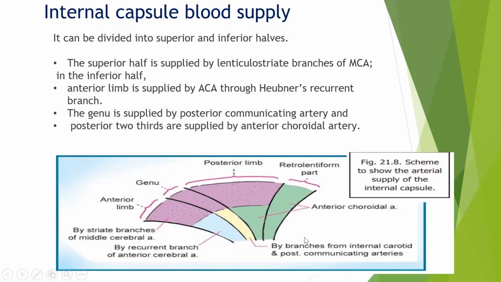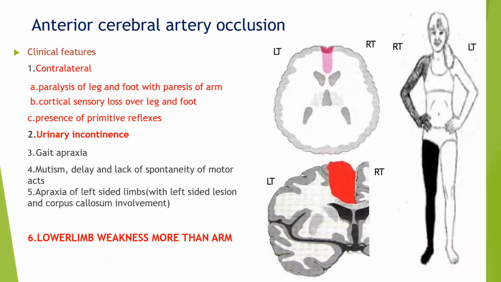It's just simple: the upper half by MCA. The lower half is divided into three: the anterior limb by the anterior cerebral artery, the recurrent branch, Heubner's artery. The genu is supplied by PCOM, the posterior communicating artery, and the posterior limb is supplied by the anterior choroidal artery. So here is anterior cerebral and this is anterior choroidal. In between is generally by the posterior communicating artery. This is a common question and a simple one you can just answer.